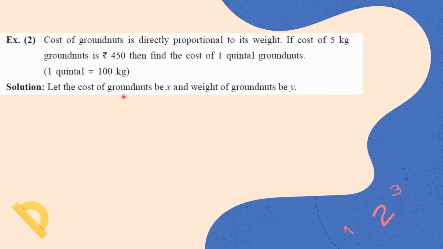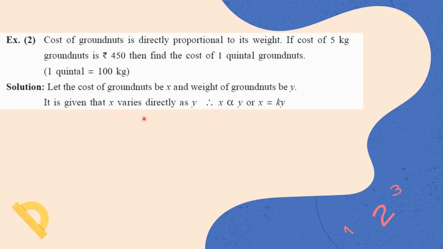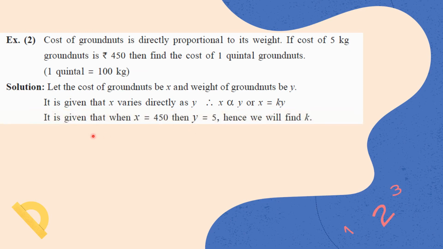Let the cost of groundnuts be X and the weight of groundnuts be Y. It is given that X varies directly as Y. Therefore, the symbol of variation will be X in direct proportion with Y, and in the equation form it will be X is equal to KY. It is given that when X is equal to 450, then Y is 5. That means 5 kg of groundnut is 450 rupees. Using these two values, we'll find out the value of K, that is the constant of variation.